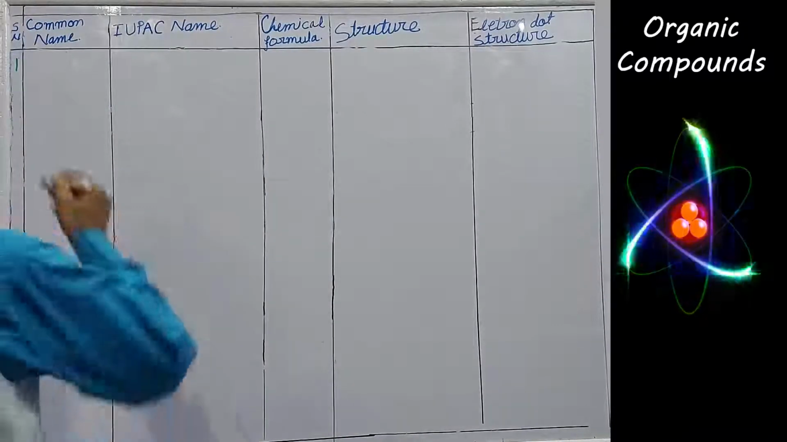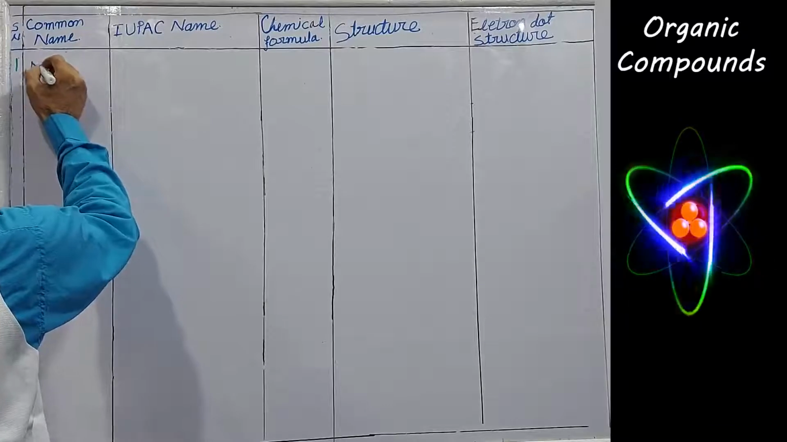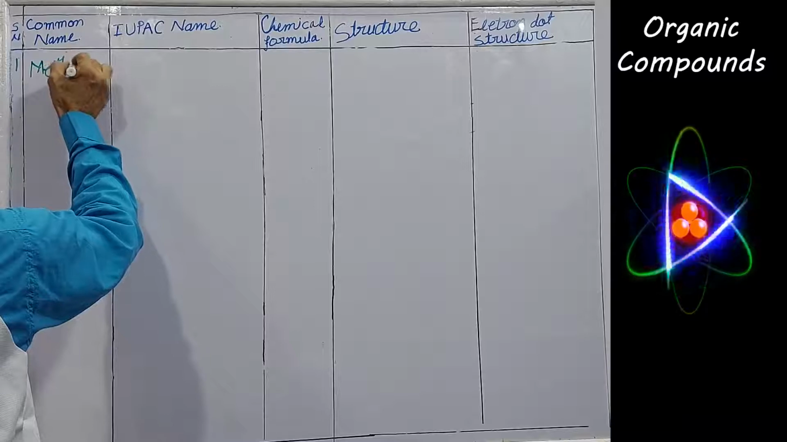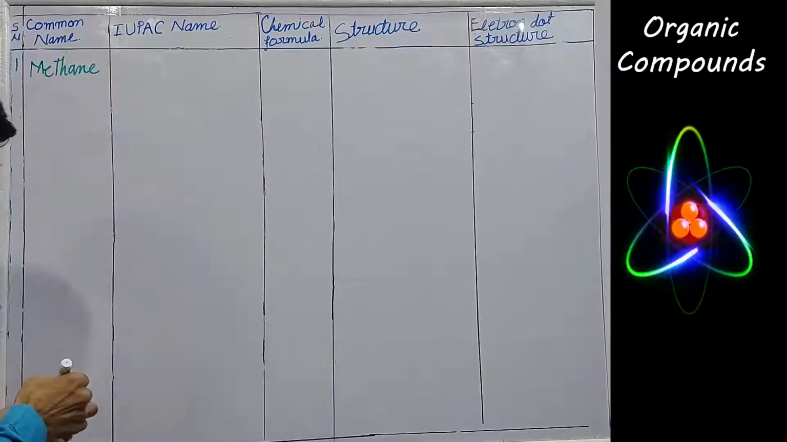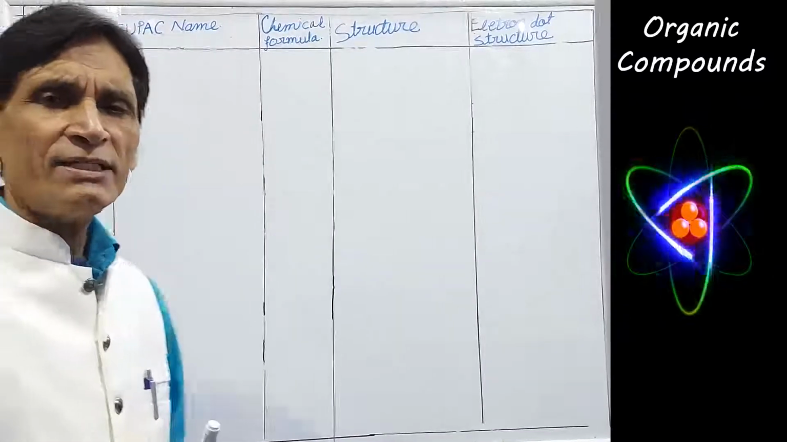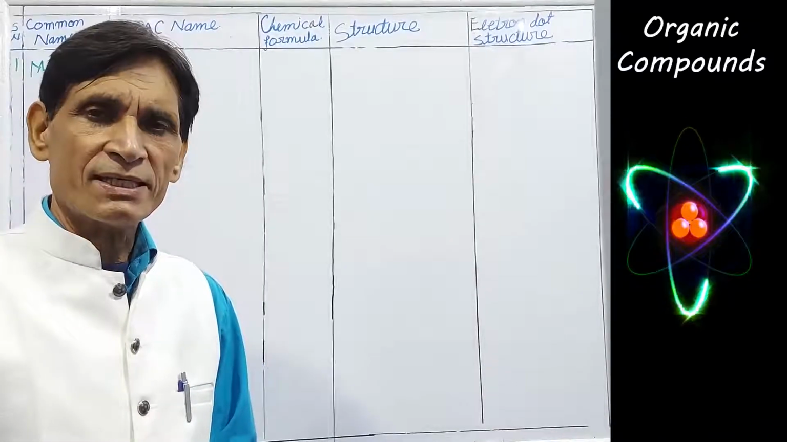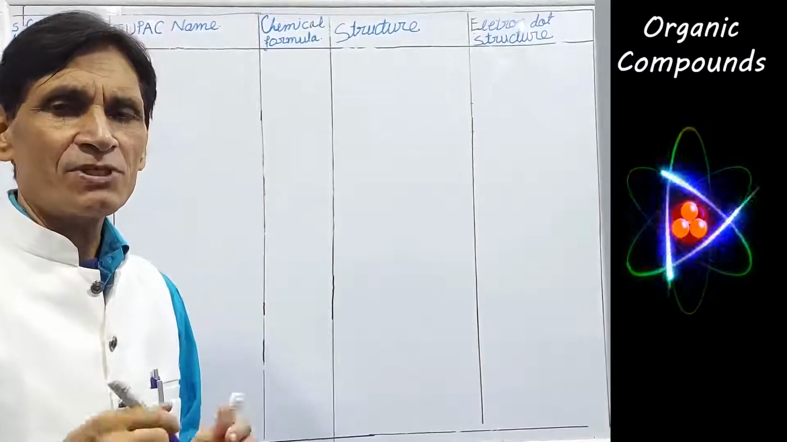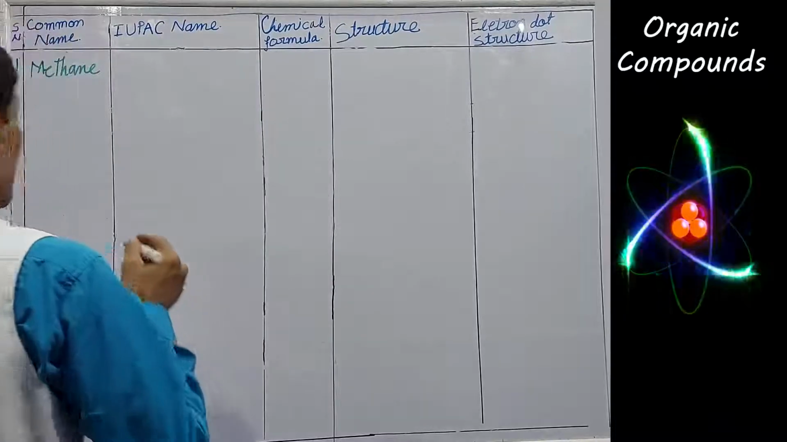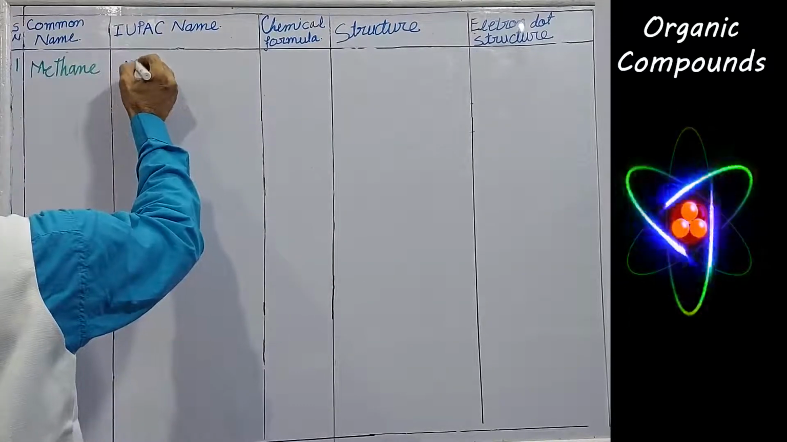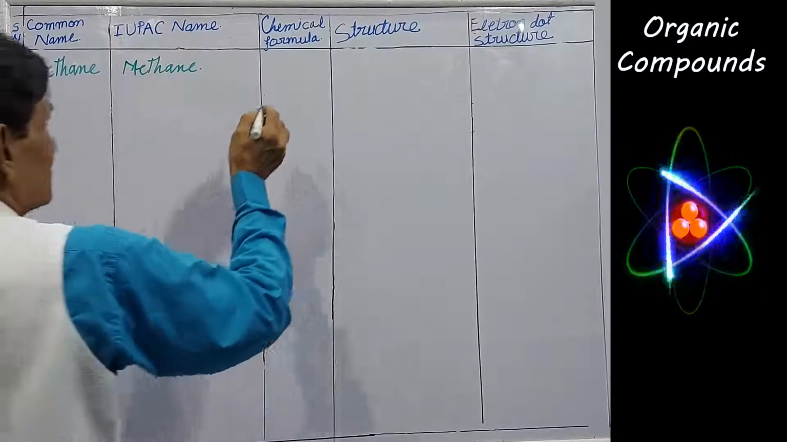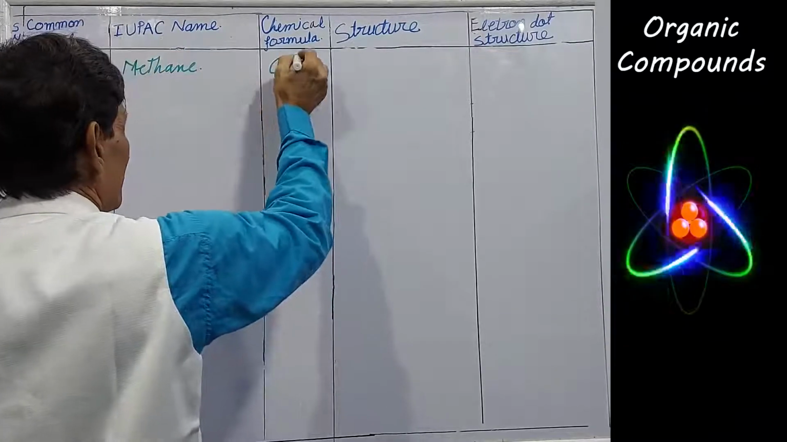Methane. Common name: methane. It is found in marshy areas. This is why it is also given the name marsh gas. It is also called damp fire, a combustible gas, found in damp areas. Its IUPAC name is also methane. And its chemical formula is CH4.